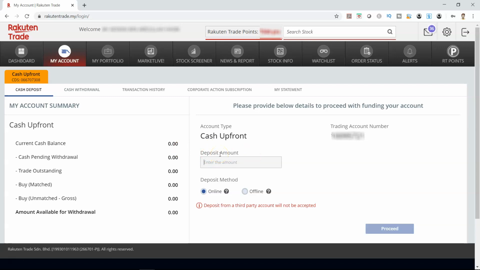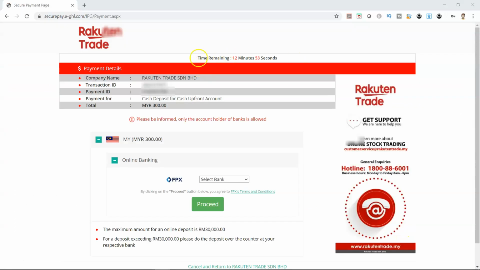So I will start with maybe 300 ringgit. And then the proceed button will light up in dark blue. On the top side, we will see the time remaining. It's a timer which will run down. If we do not take any action, the transaction will not take place.